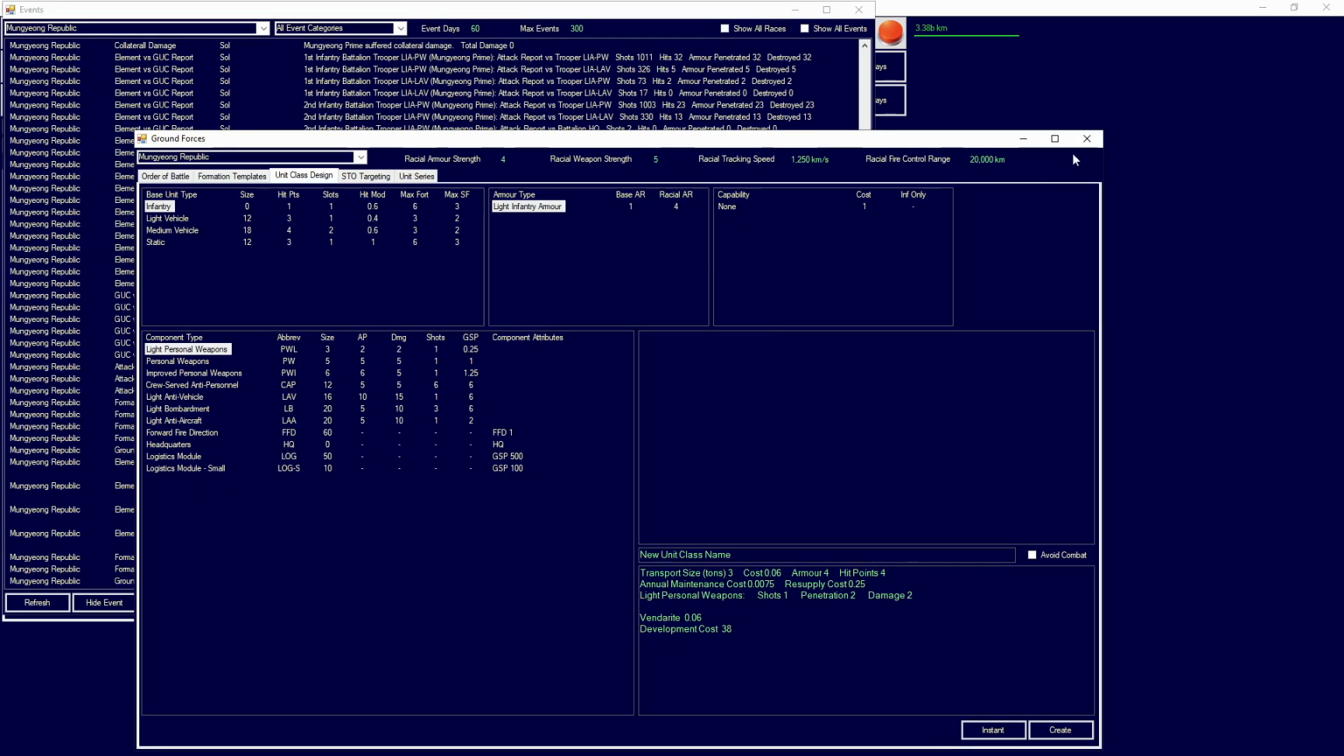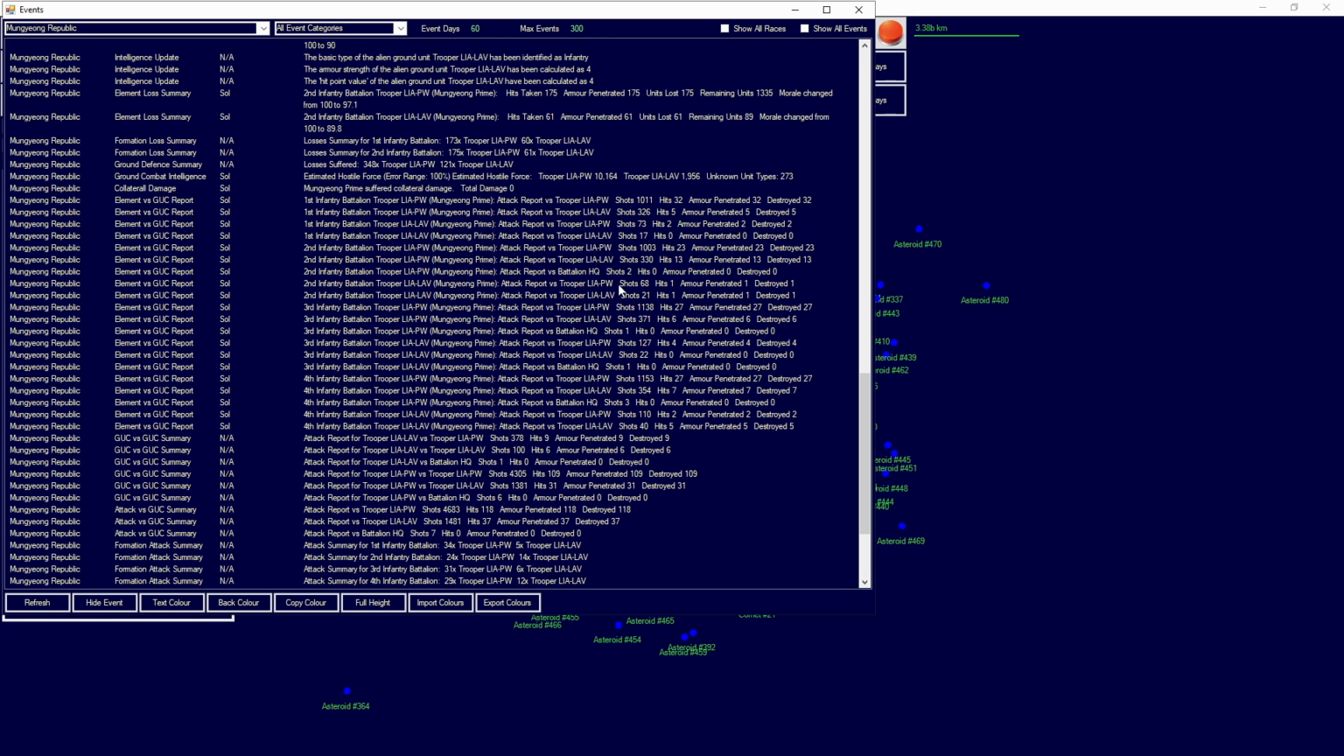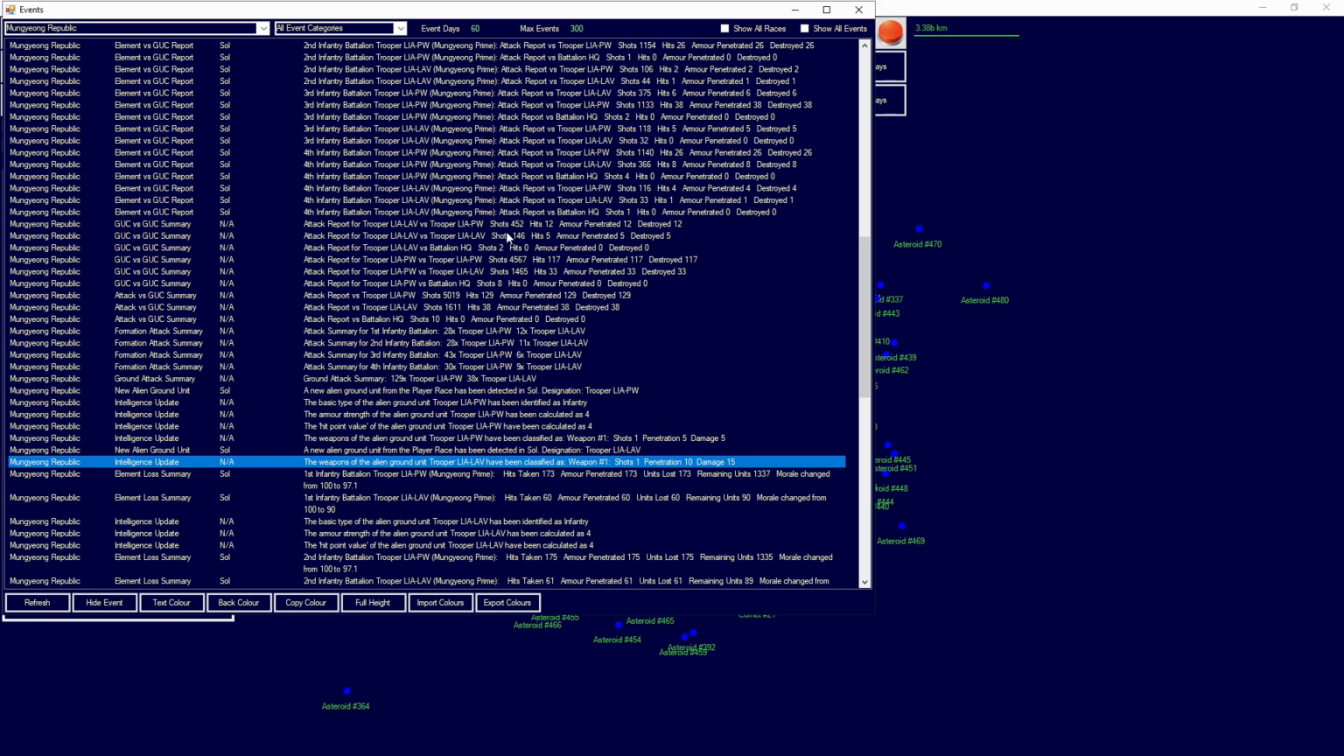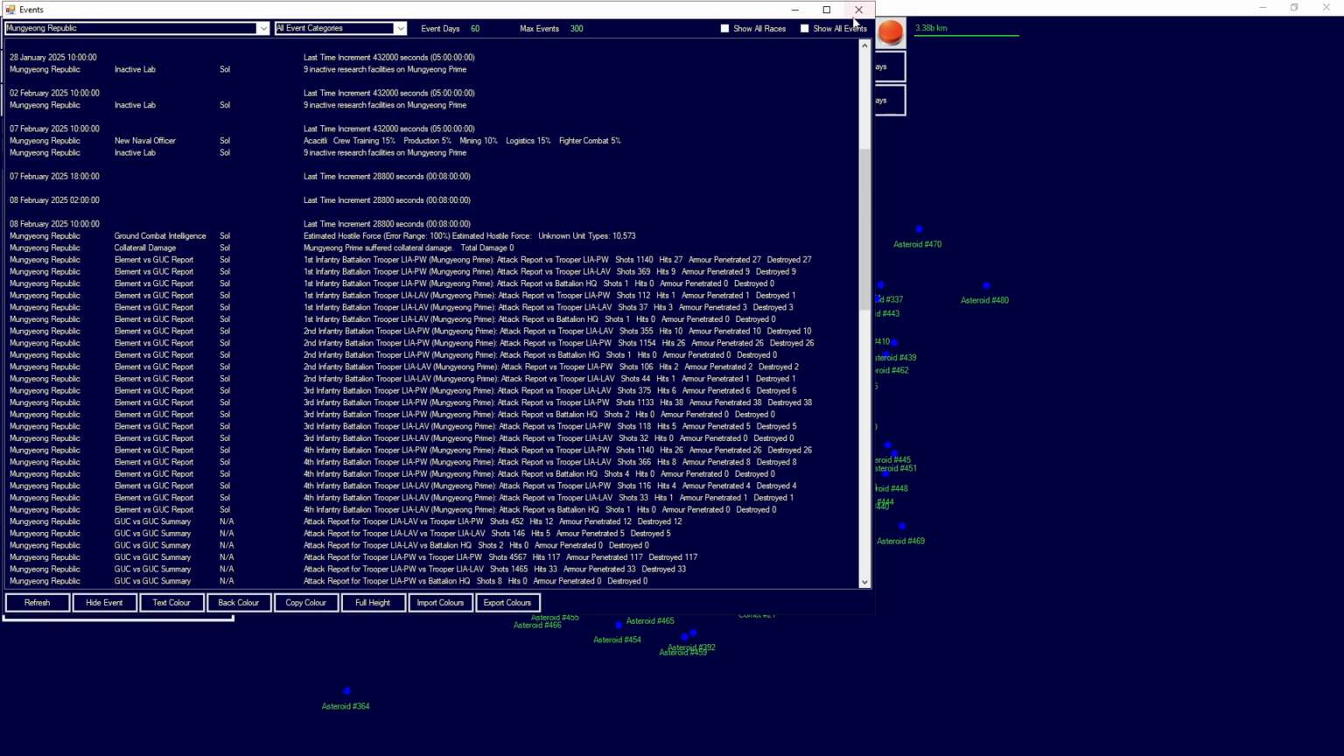Let's go back to the ground force summary then. So these are the numbers you want to pay attention to. You can see your scouting information. You see your losses suffered. You want to see the amount of damage you're doing, losses you're suffering, what the enemy has, and then the intel on what the enemy is doing.